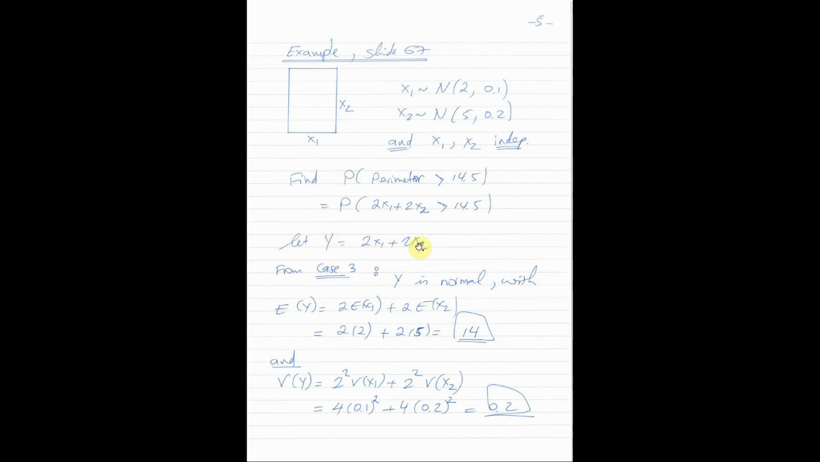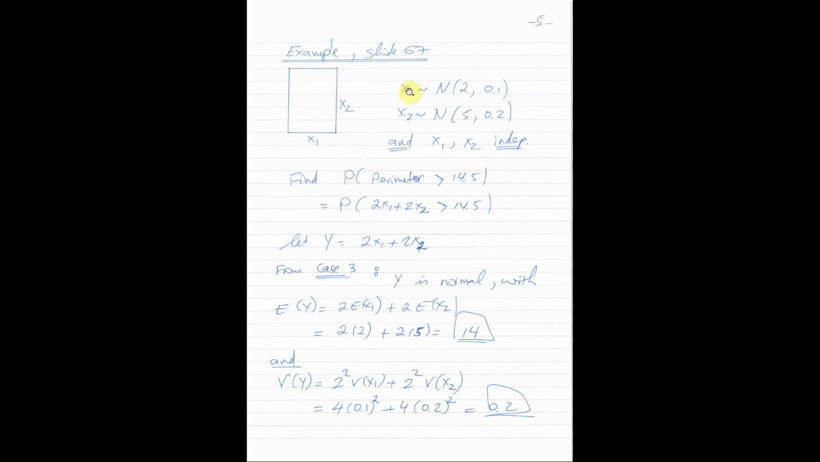Where did this come from? Because we said perimeter of a rectangular shape. So we have Y = 2X2 + 2X1. Now, how can we get the probability that Y is greater than 14.5? We cannot get this probability unless we know the distribution of Y. And luckily, we have our third case, which tells us Y has a normal distribution.